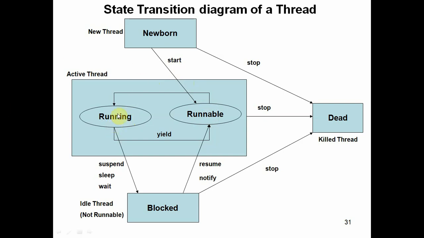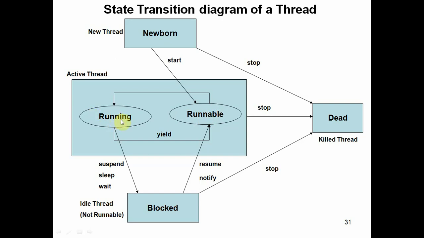The running thread may yield its execution by the execution of the yield method. The yield method is simply voluntarily giving the execution chance to some other thread. That means a particular running thread wants to give the chance to some other thread. That running thread needs to execute the yield method, and it enters into ready or runnable state.